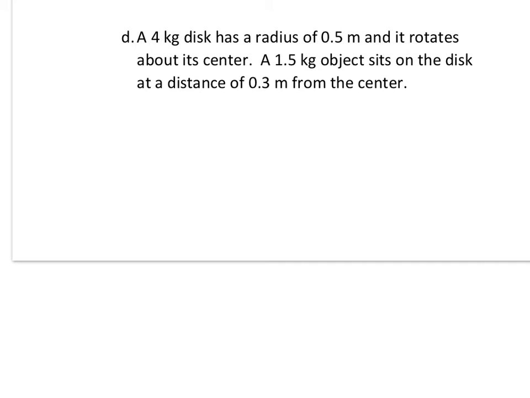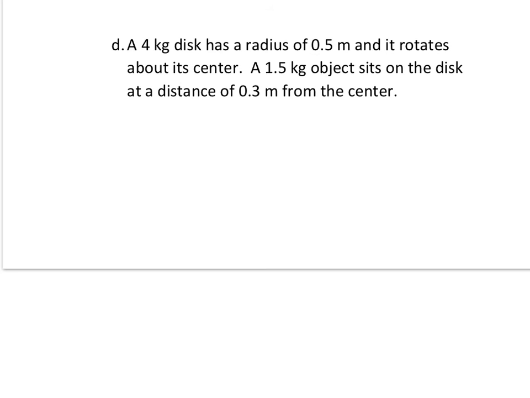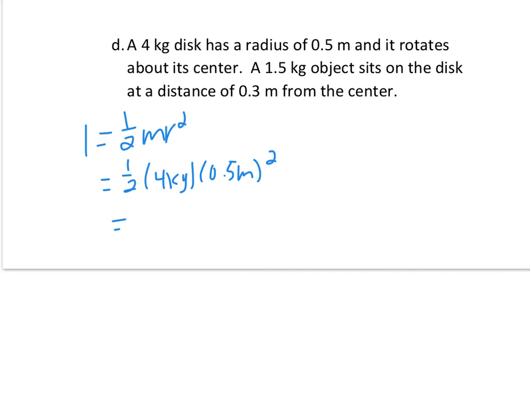So for the disc, we're going to assume this is a solid cylinder or a disc. Moment of inertia equals 1/2 mr squared. So this equals 1/2 times 4 kilograms times 0.5 meters squared. Half of 4 is 2. 2 times 0.5 squared is going to give us 0.5 kilogram meters squared. So that's the moment of inertia for the disc.